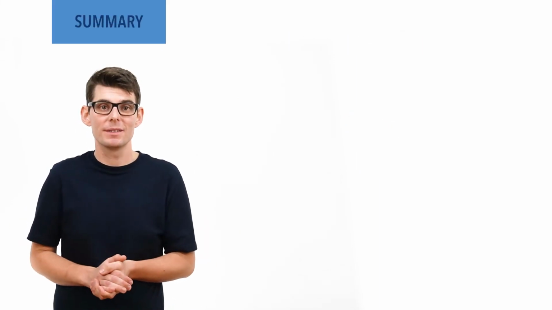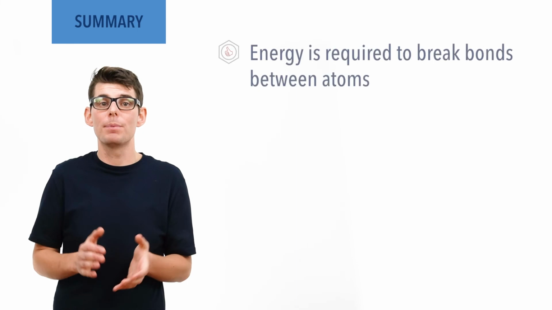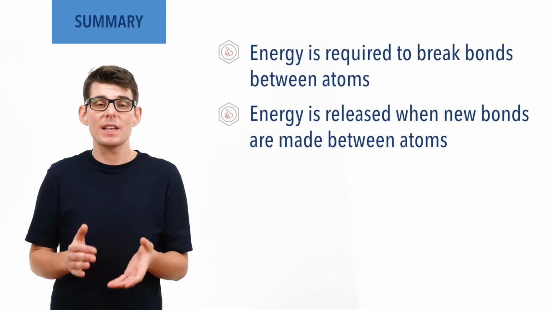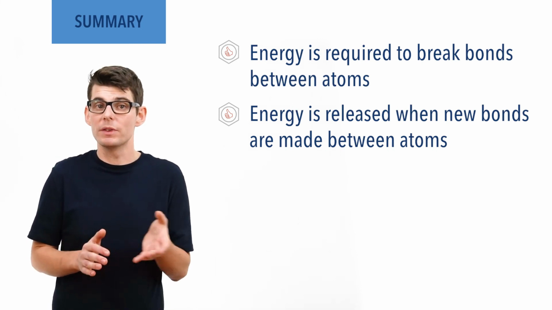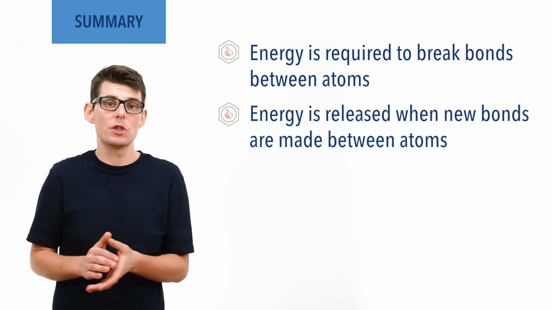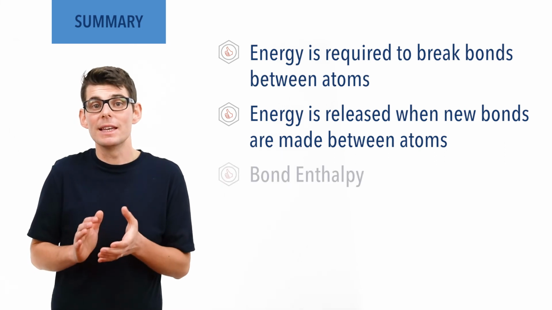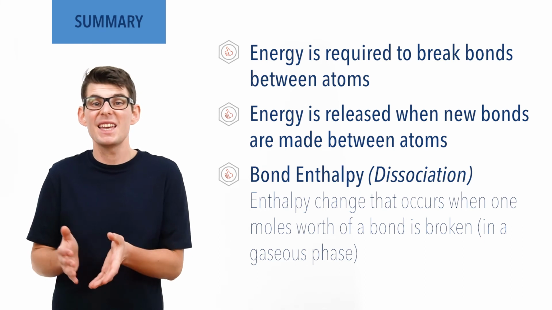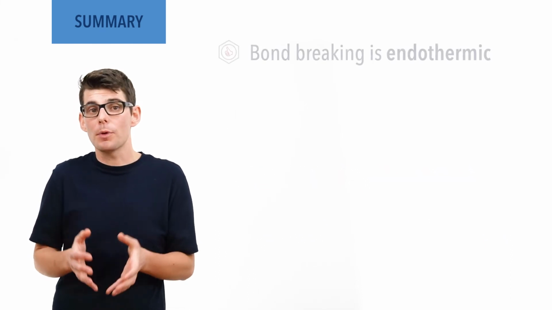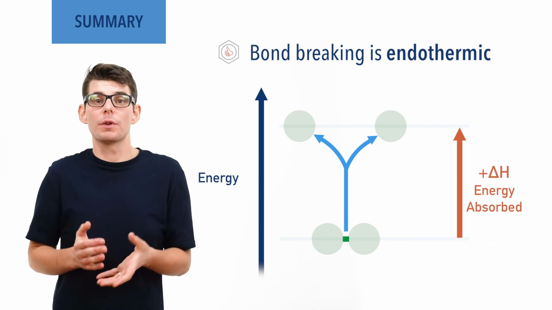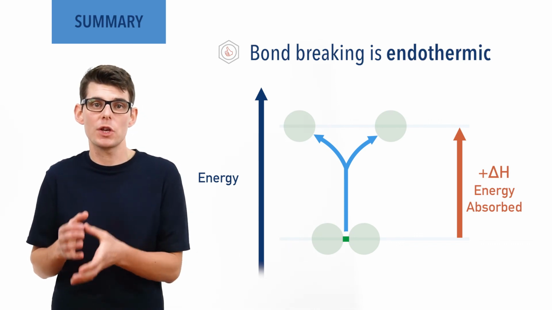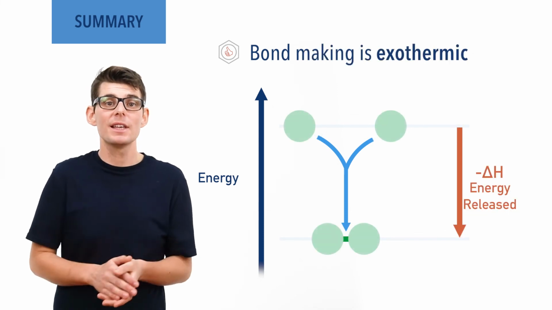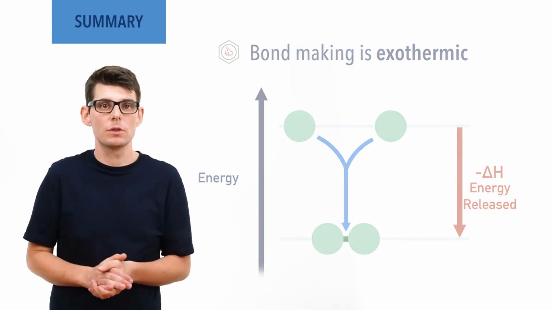So, to summarize, energy is required to break a bond between atoms, and energy is released when a bond is made. For the same type of bond, this amount of energy will be the same and is referred to as bond energy. Bond enthalpy is the enthalpy change that occurs when 1 mole's worth of a particular bond is broken in gaseous phase. Bond breaking is endothermic, energy is required, and it has a positive enthalpy change. Bond making is exothermic, energy is released, and it has a negative enthalpy change.